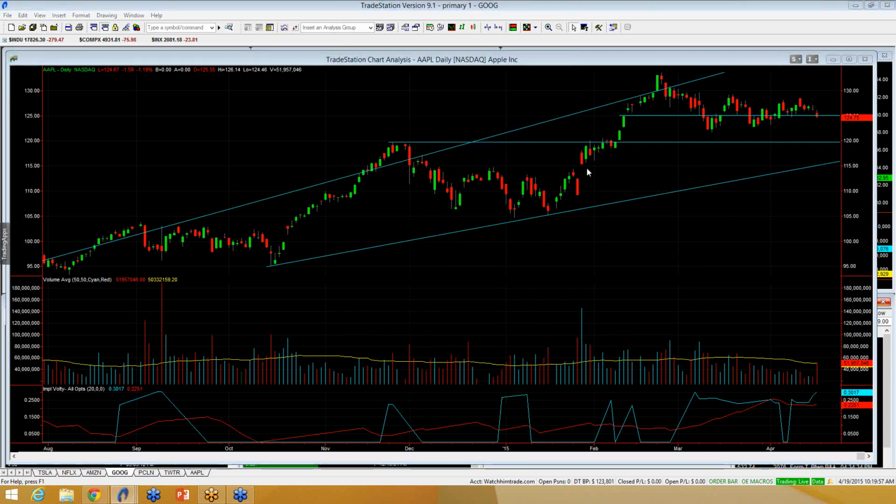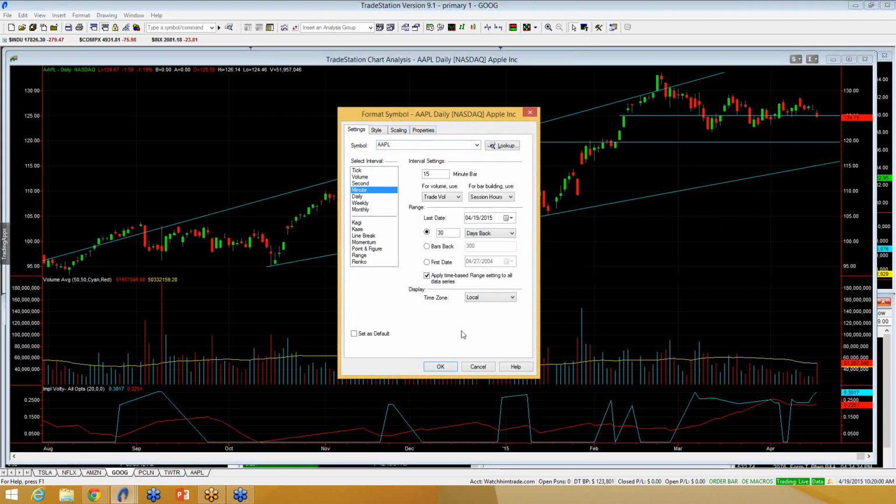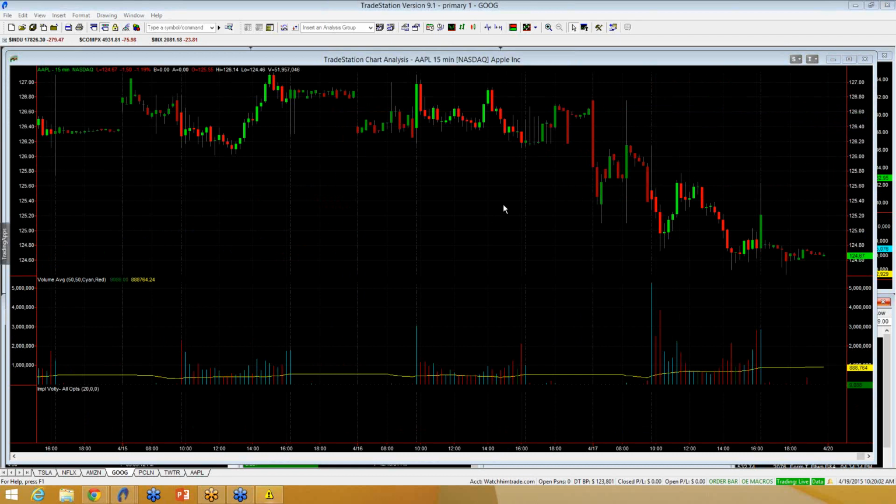This is a daily chart that I've had some trend lines on for a while, but I want to look at a 15-minute chart and plot against this 127 level to show just how you got rejected at it during the back half of the week. So this pink line goes right across 127.